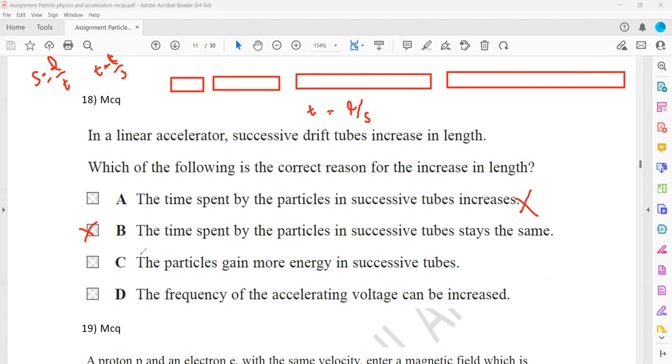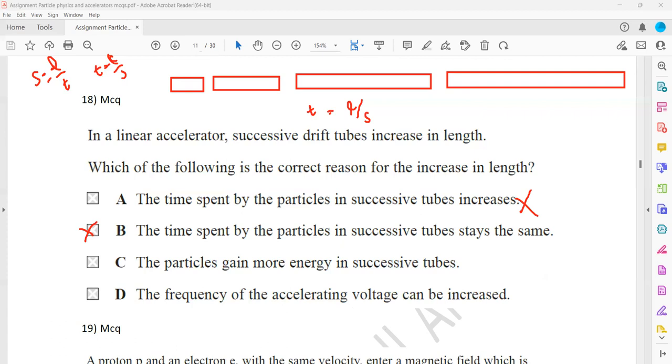What about C? The particle gains more energy in successive tubes. Actually, the particle gains an equal amount of energy. It's not that the particle gains more energy in successive tubes, it gains an equal amount of energy in successive tubes. And the frequency of the accelerating voltage can be increased, that's wrong, the frequency remains constant, like the change in the terminals every second will remain constant.